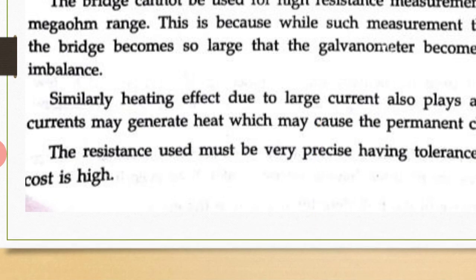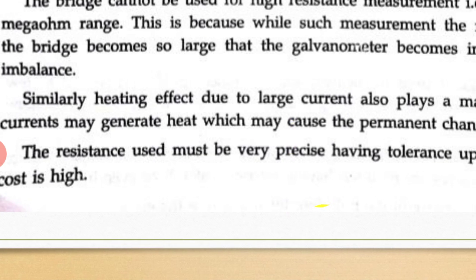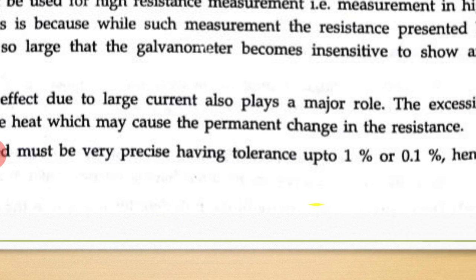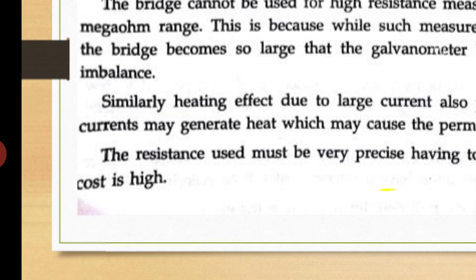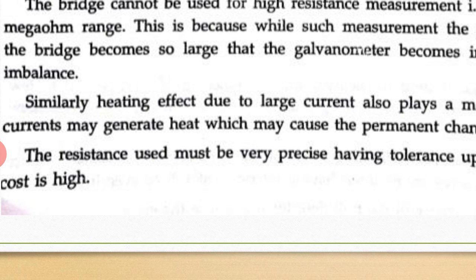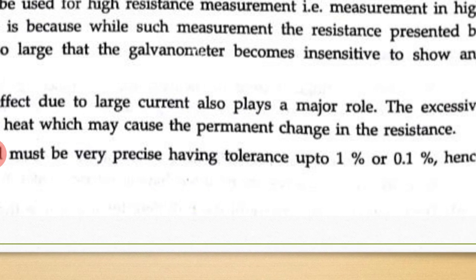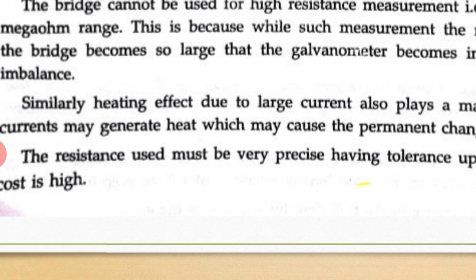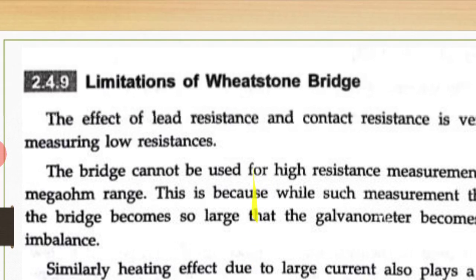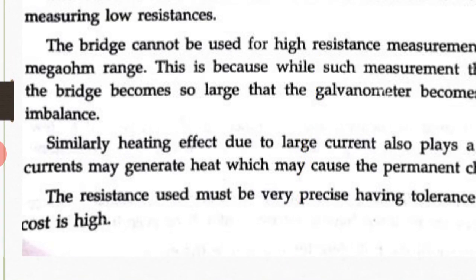Similarly, another point is that the heating effect due to large current also plays a major role. Excessive currents may generate heat, which may cause a permanent change in the resistance, because here we take the ratio of the resistances in the bridge into consideration. If the resistance changes permanently due to large current, it will give an error. This is another limitation of the Wheatstone bridge.